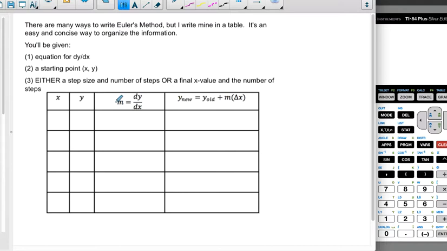You can write this however you want. I prefer my method because it keeps things organized. So basically, you're going to be given some equation for dy dx. You're going to be given some starting point, x and y. And then you're going to be given either a step size, like a delta x, right?